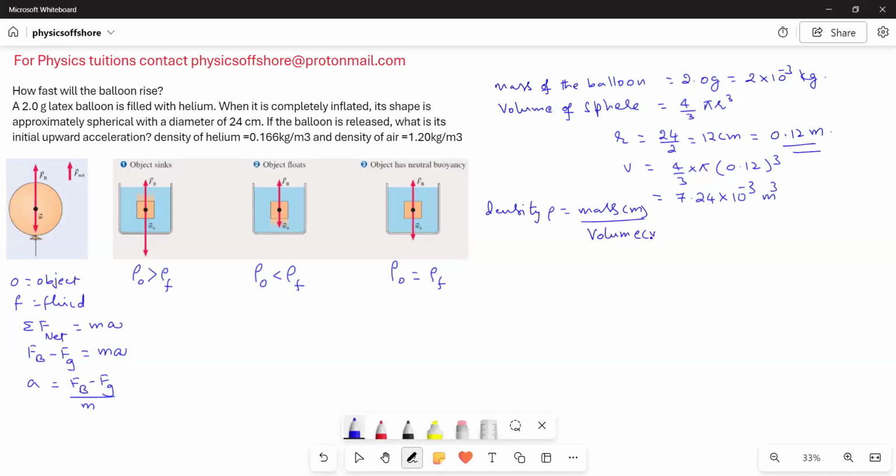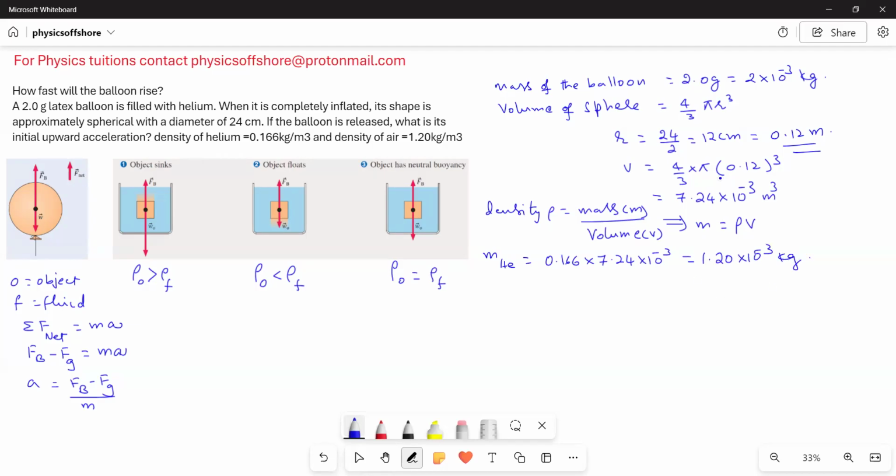Here we know the volume, so we can find out the mass. m is equal to rho times V. Therefore, m helium is equal to rho helium times V helium, which is known to us. So 0.166 times 7.24 times 10 to the power of negative 3. This gives a value of 1.2 times 10 to the power of negative 3 kilograms.